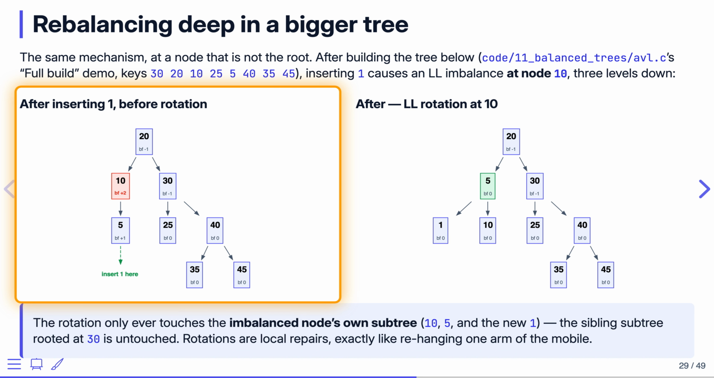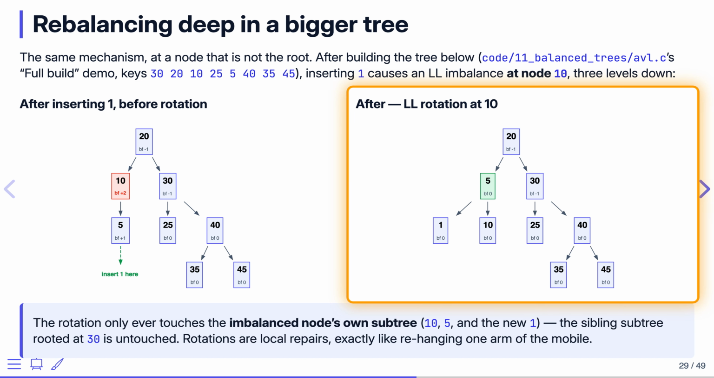The left figure shows the tree right after we insert 1, before any rotation. Node 10 now has a balance factor of +2. Its left side grew too tall. The right figure shows the tree after the rotation. We rotate right at node 10.